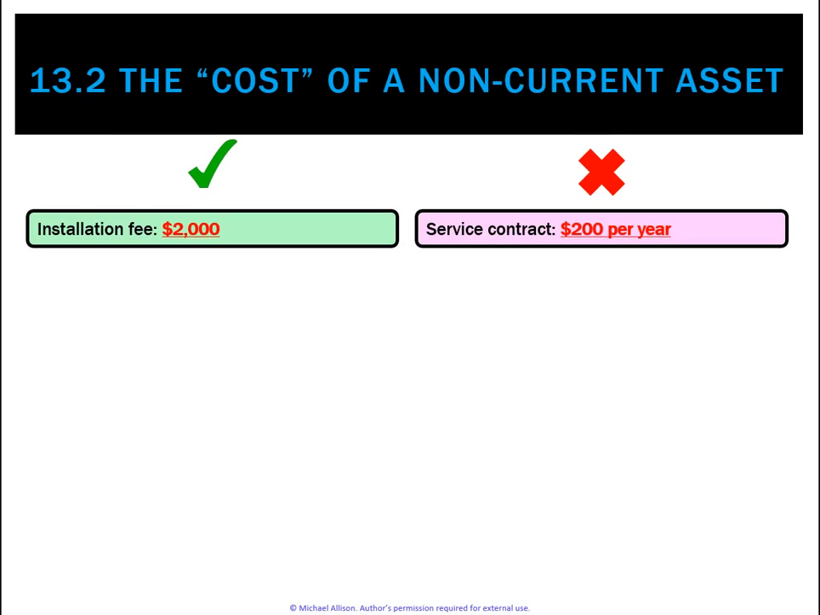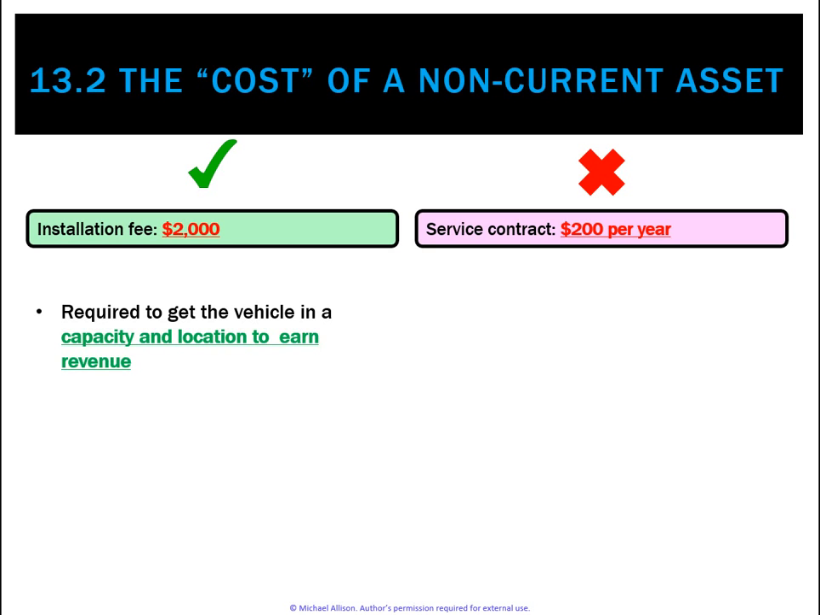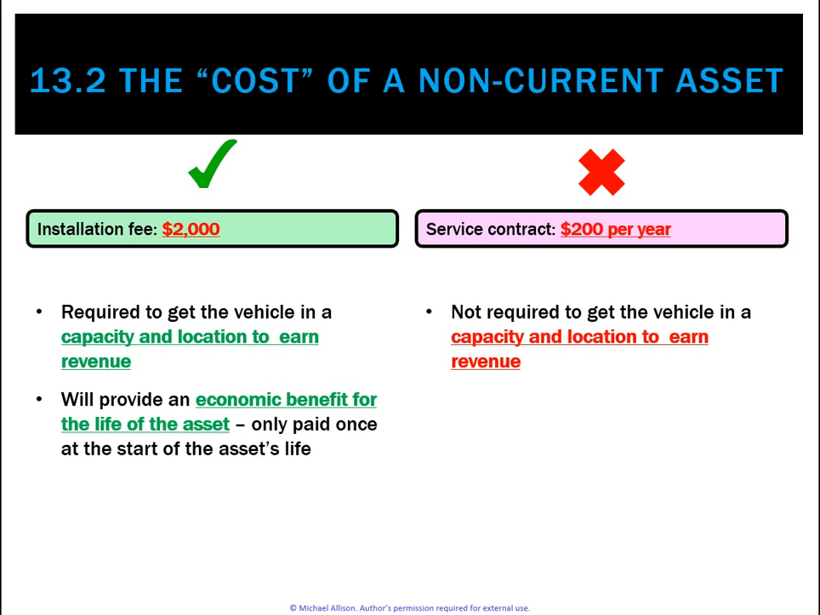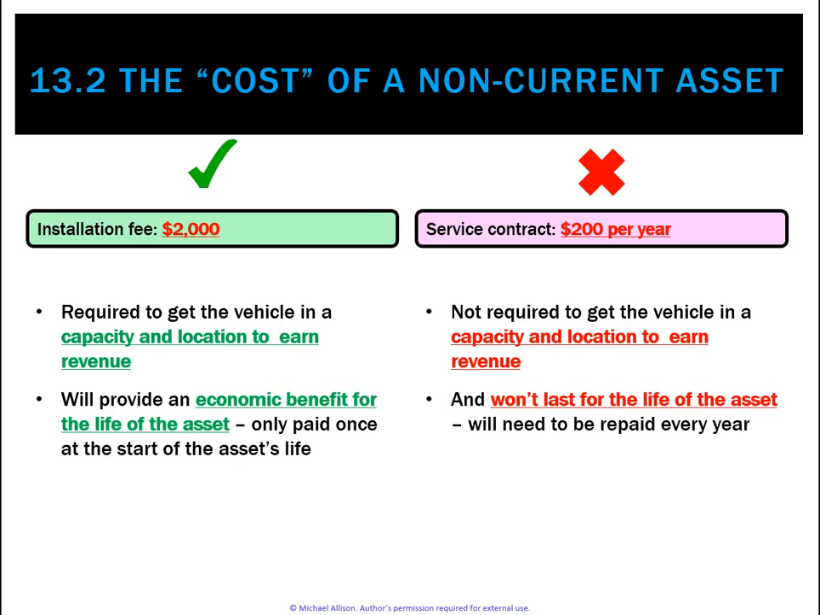Looking at why we attached the installation fee but not the service contract, well, the installation fee was required to get the asset in a capacity and location to earn revenue. You can't use the computer until it's been installed, and it's only got to be paid once. It will last for the lifetime of the asset. The service contract, we actually don't need that to start using the computer. It can actually be used without it. We only need it in case the computer ever breaks down. And secondly, it's not something that's going to last for the life of the asset. It's going to need to get paid every year. So therefore, it's not part of the asset's cost.